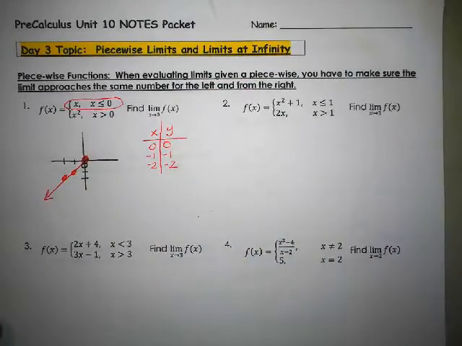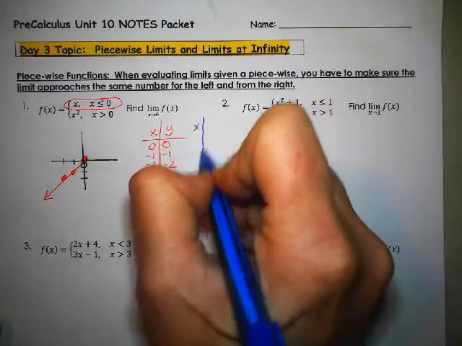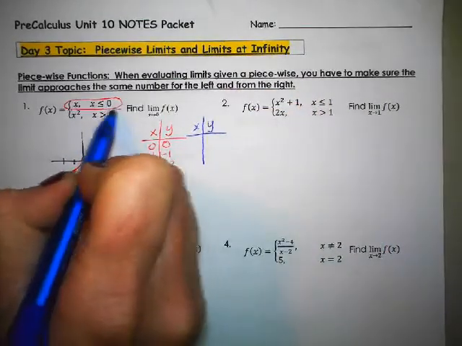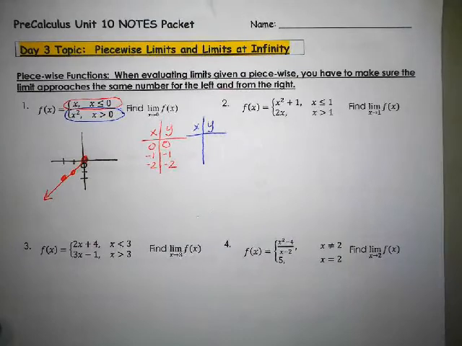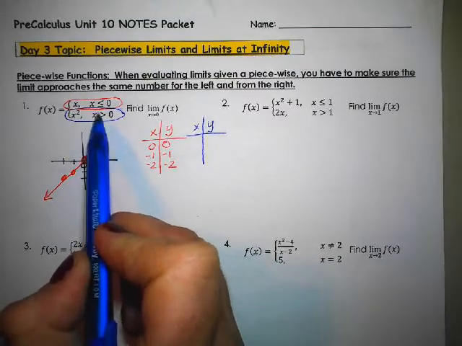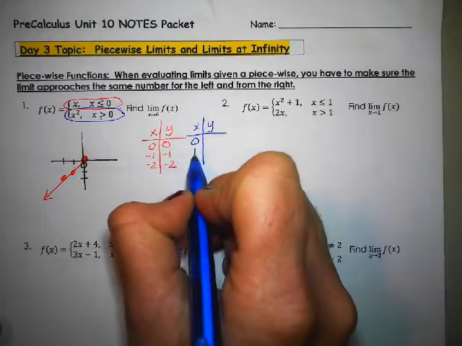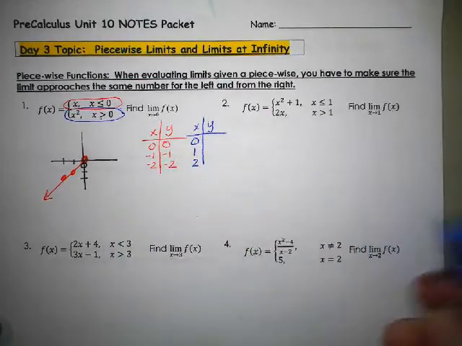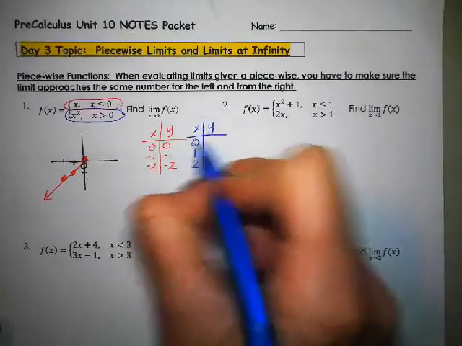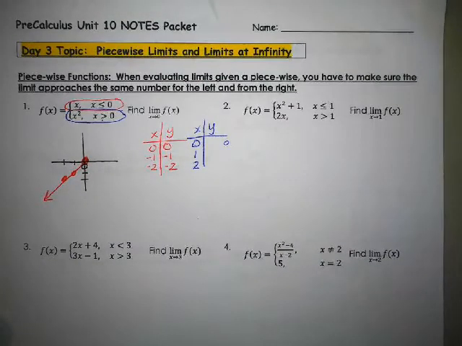My second piece I will do in blue. And I'm going to make an xy table. And I'm going to be using the bottom part of my piecewise function. This time it says use values for x is greater than 0. So even though it doesn't say or equal to 0, I'm going to put 0, 1, and 2. Those are numbers greater than 0, 1, and 2. And at 0, I'm going to put a little open circle there so that I remember when I go to graph it that it's going to be an open circle there.